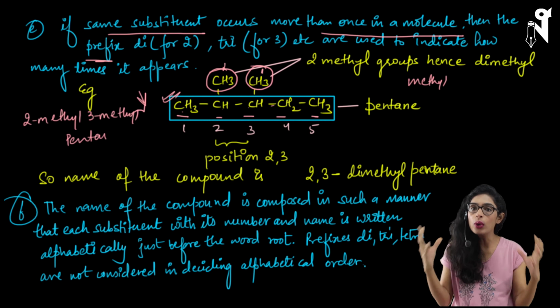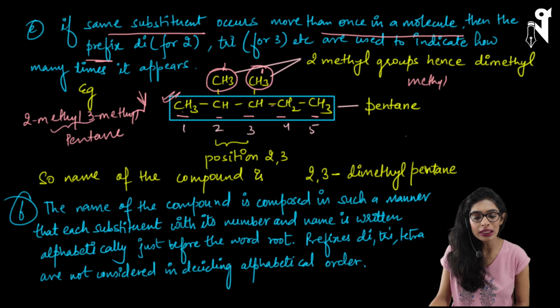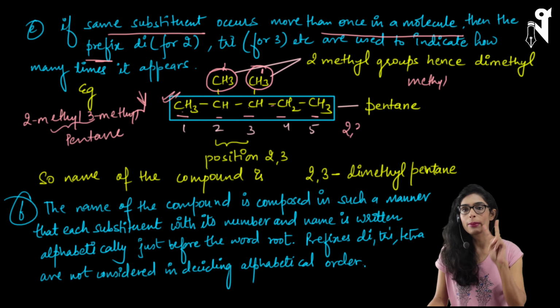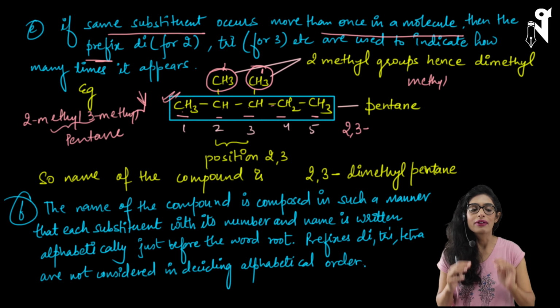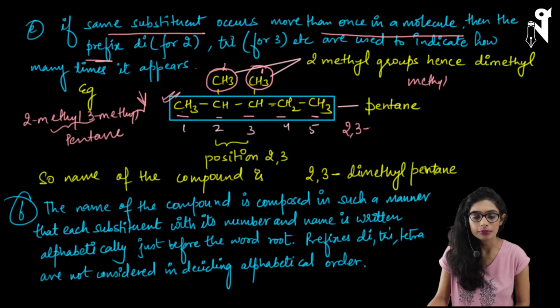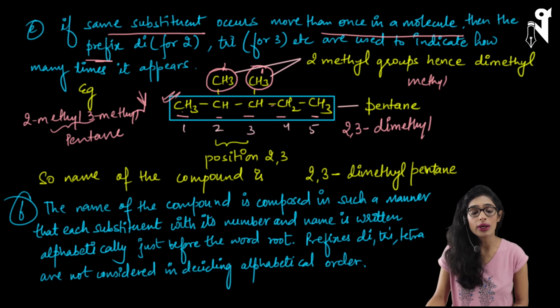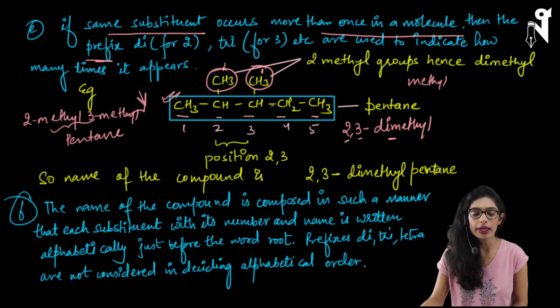Rather than writing so lengthy a name, rather than writing methyl methyl repeatedly, we collaboratively write the positions 2 comma 3. So both the positions I have written together, and rather than writing methyl methyl separately, we just write dimethyl. This indicates that there are two methyl groups. One is present on the second position, one is present on the third position. So the name has shrunk a bit. And then we will write the main chain's name, that is pentane.